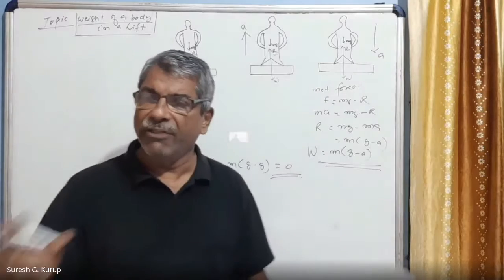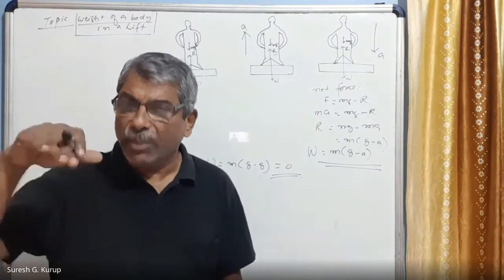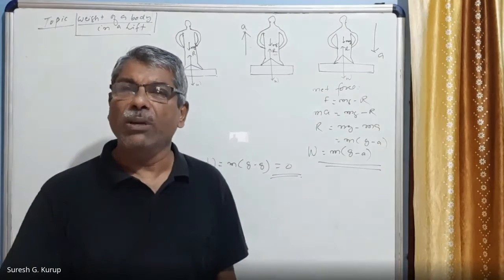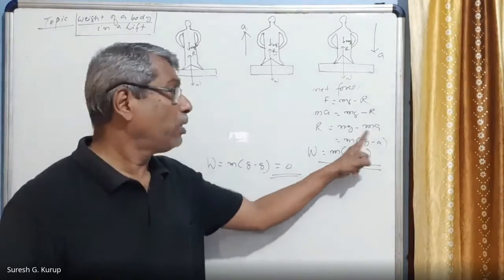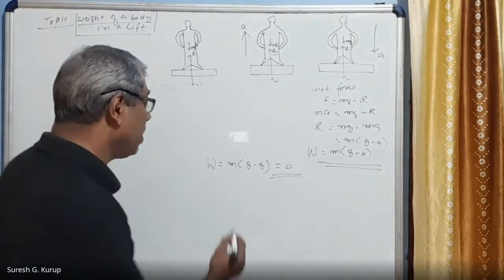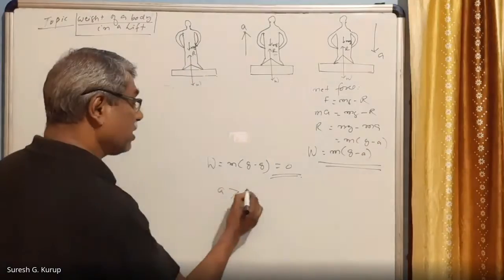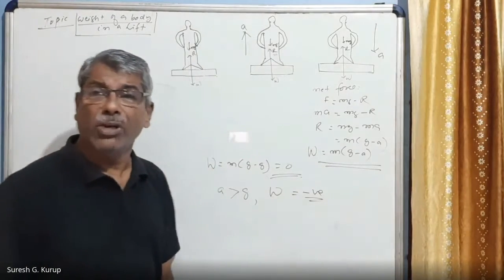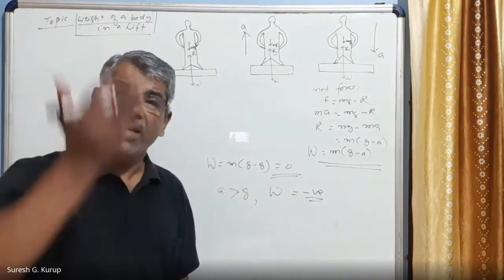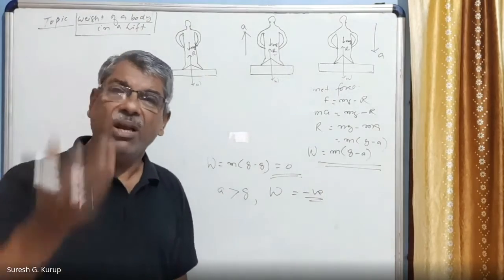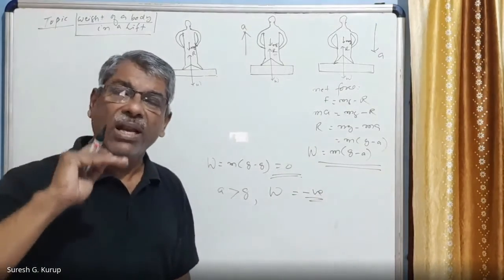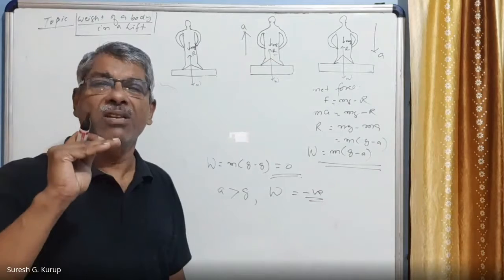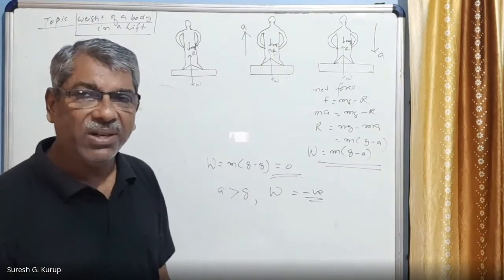The person is standing in the lift cabin and the lift is coming down with an acceleration greater than acceleration due to gravity, then weight becomes negative. Why? Because ma becomes more than mg. That means a is greater than g. When a is greater than g, weight becomes negative. Weight becomes negative means weight is acting in the opposite direction. That means acceleration on the body will be in the opposite direction. The body will lift itself up, detaching from the platform. It will move upwards gradually. So this is what is called negative weight acting on the body.